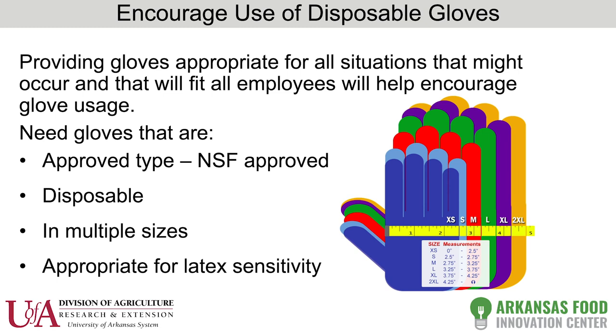Providing the right kind of glove for any food processing situation and ensuring employees have access to gloves that fit well encourages proper glove usage. Employers should provide gloves that are NSF approved, disposable, in multiple sizes, and are appropriate for latex sensitivity. NSF certification assures suppliers, retailers, regulators, and consumers that an independent organization has reviewed a product's manufacturing process and determined that the product complies with specific standards for safety, quality, sustainability, or performance.